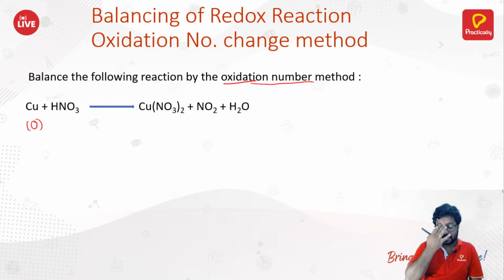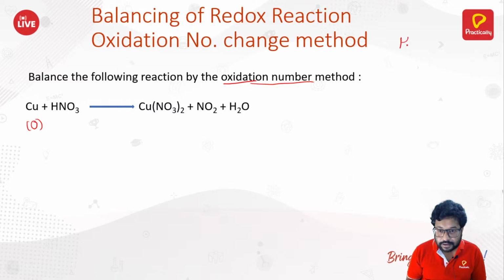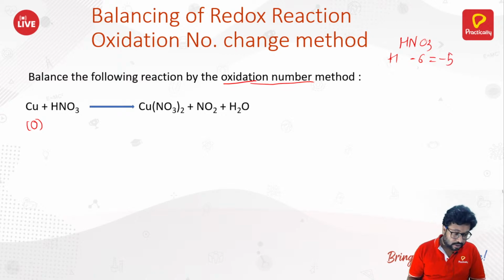Then what is the oxidation number of nitrogen in HNO3? You have +1 and 3 oxygen. 3 oxygen will have what? -2 into 3, -6. So +1 -6, it's -5. So apart from nitrogen, you have hydrogen and oxygen giving -5. That means nitrogen must be having +5. Right? So you have a +5 here.